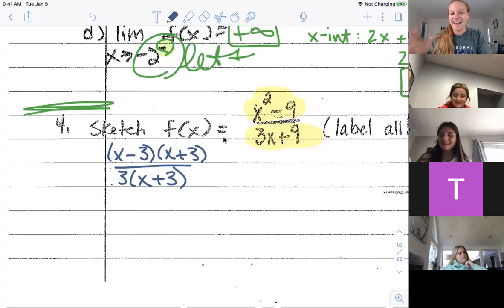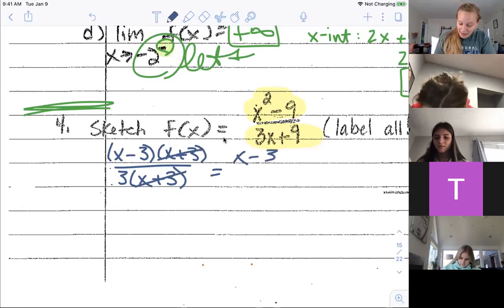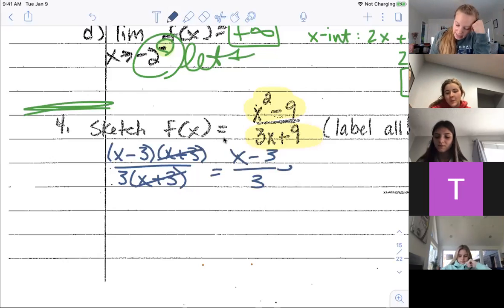Okay, I have this in factored form, and now I can cross out something on top and bottom. I've got this x plus 3 on both top and bottom, so I'm going to cross that out, and that gives me x minus 3 over 3. Well, now there's no more x's in the denominator, so this is no longer a rational function. Once I factored this down, this actually becomes a line. If you break this big fraction into two separate fractions, it's 1/3 x minus 1.